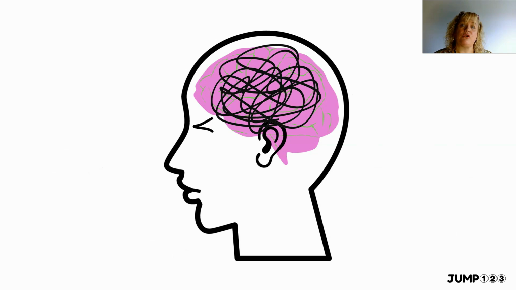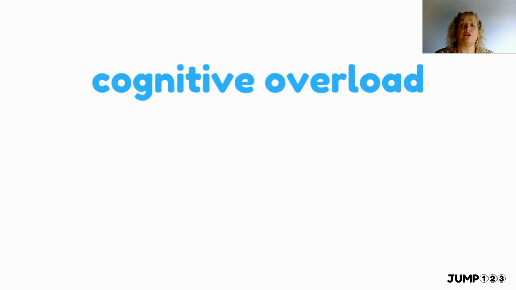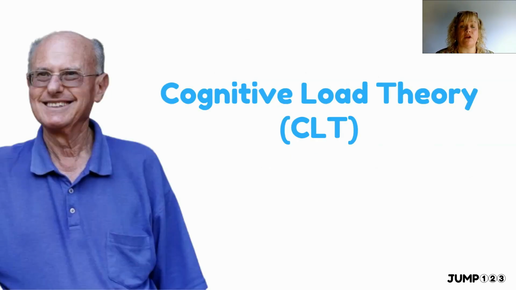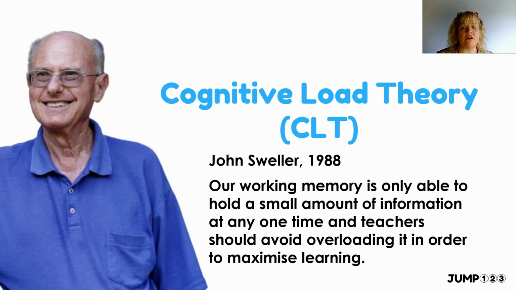This leads to something called cognitive overload. Now cognitive overload is a term that came about from something called cognitive load theory, and that was developed by John Sweller in 1988. And he states that our working memory is only able to contain a small amount of information at any one time, and as teachers we really need to avoid overloading it, because that actually stops them being able to transfer it into their long-term memory. So in order to maximize learning, we need to reduce the cognitive overload that students often suffer from, and we don't realize that they're suffering from.